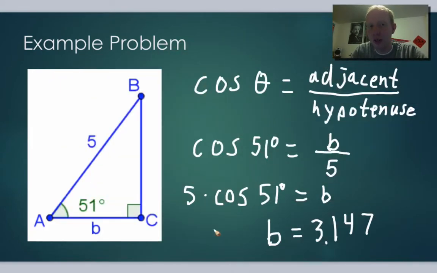So this is what I want you to do right now. Look at your calculator, whatever it is, if it's the TI-84, if it's your phone calculator, whatever it is, put in 5 times cosine of 51 degrees and make sure you get 3.147 or 466, okay?